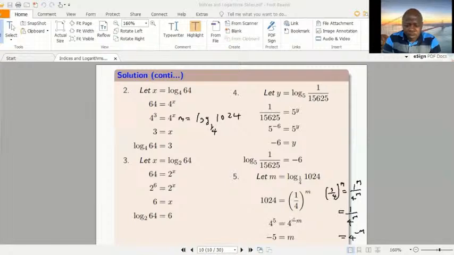So now the bases are the same. We can equate the powers. And so when you equate those powers, you get that negative m is 5. But I need m, so I divide both sides by negative 1. And I get negative 5 as the value of m. That means, therefore, that this thing is negative 5.